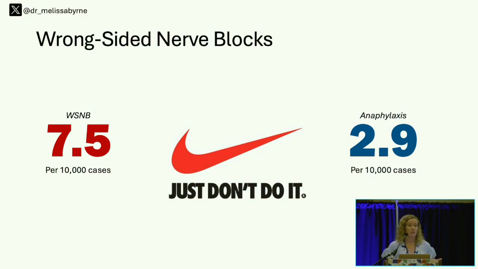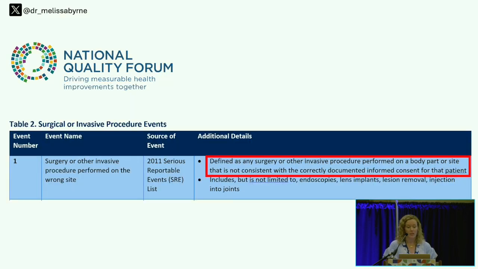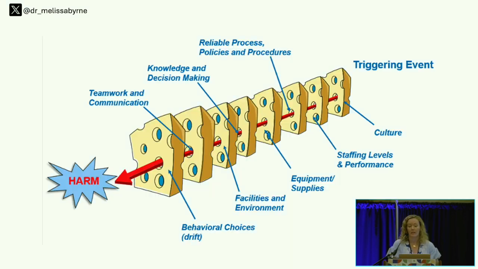Now, of course, this may be an underestimate, usually because of underreporting, when there's no adverse consequence to a wrong-sided nerve block. But really, these should become never events. And this has been endorsed by the National Quality Forum that is funded by CMS. Now, as we all know, it is a serious reportable event if a patient has surgery on the wrong limb or the wrong side. And this pertains to wrong-sided nerve blocks as well.